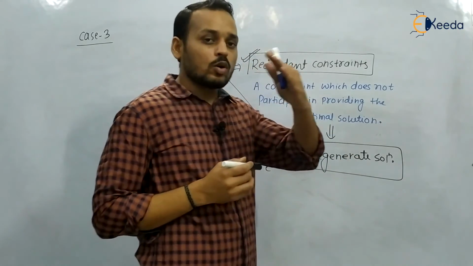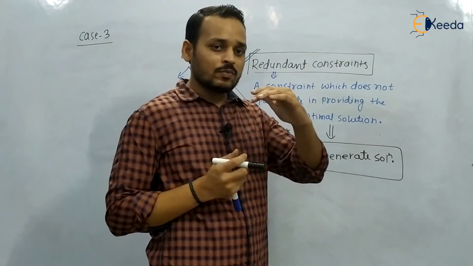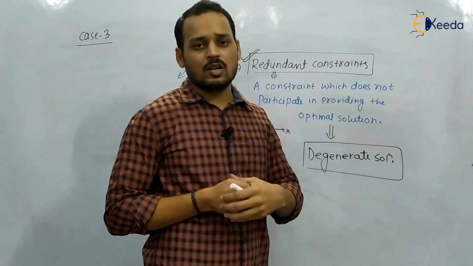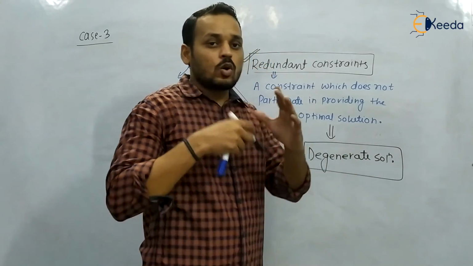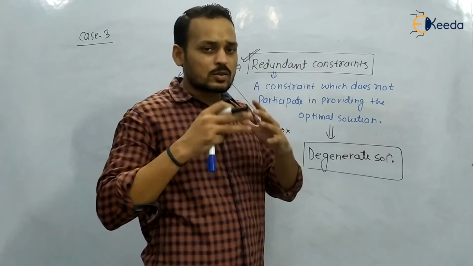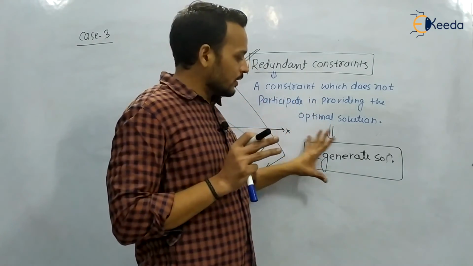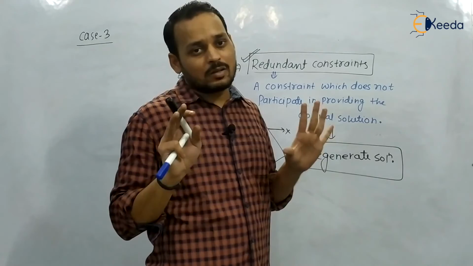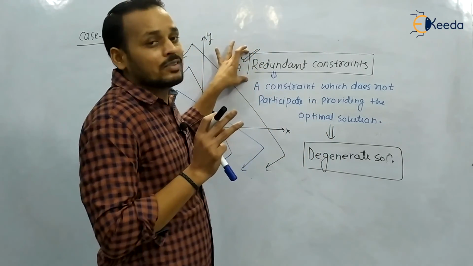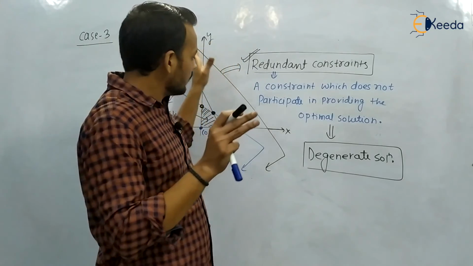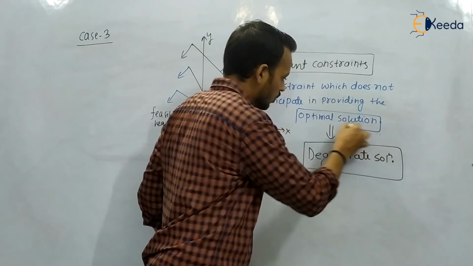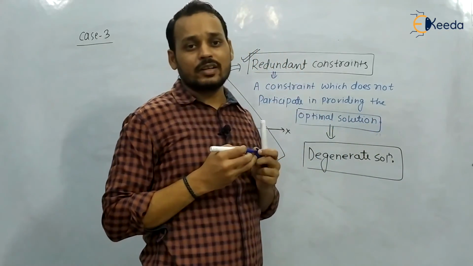Many times when you solve the question, you will find that the constraint is redundant but the solution given is unique optimal. It can be there. Degenerate does not mean that you will always find degenerate in the options. It is only a special name; it can be unique, it can be anything. So just remember the name: the constraint is redundant, that is, it does not participate in providing the optimal solution.